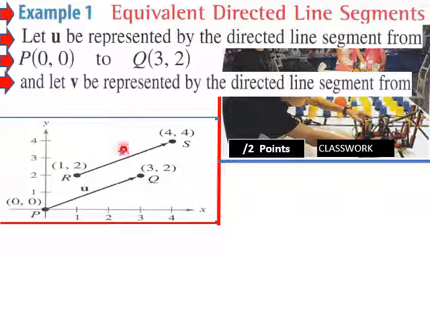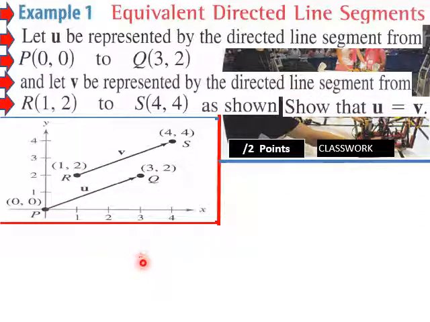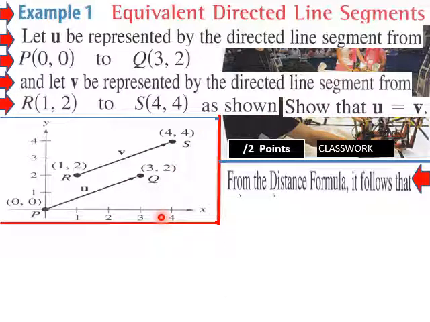Let V, which is right here, be represented by a directed line segment from (1, 2), which is here, to (4, 4), which is here. So we have two different vectors here, U and V. Show that U equals V. So how in the world are we going to do that?